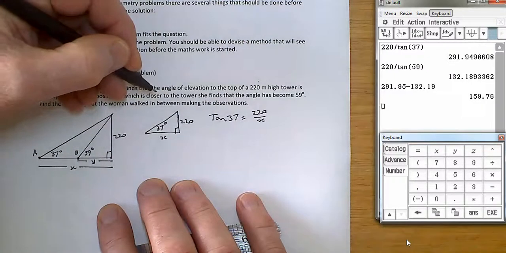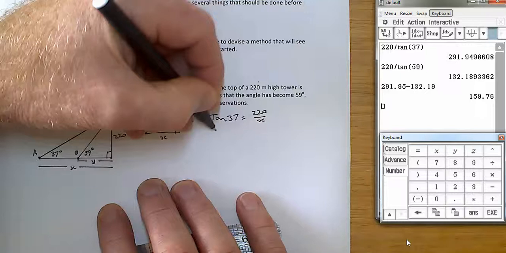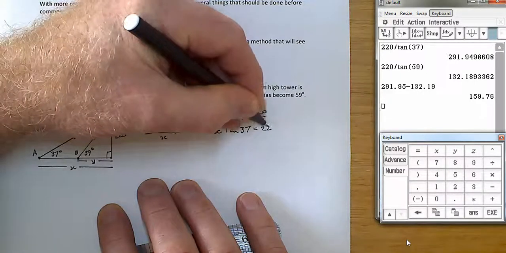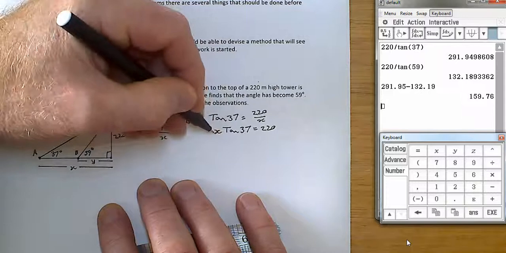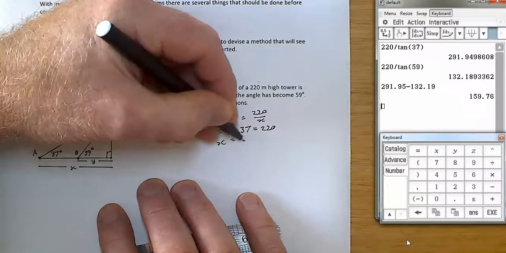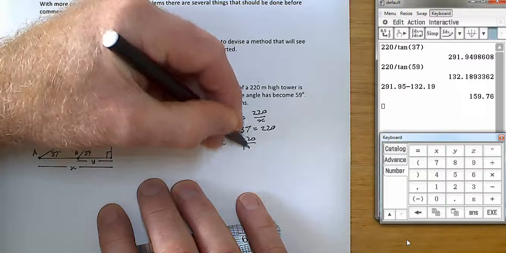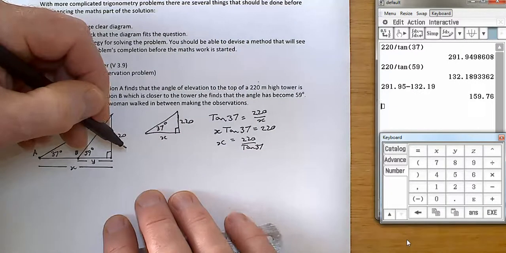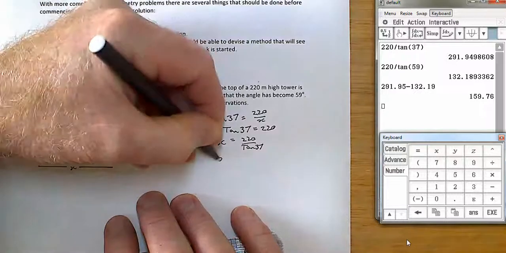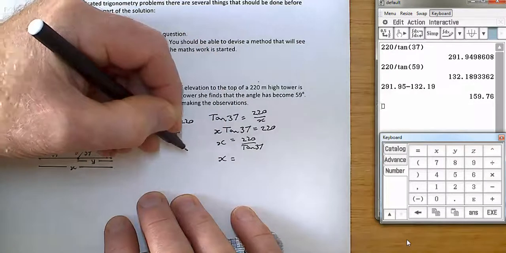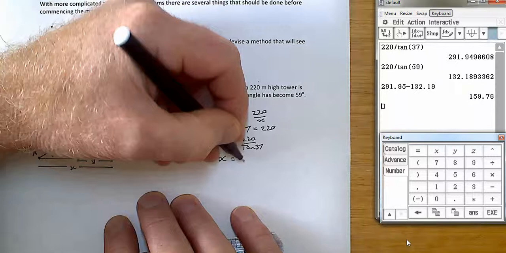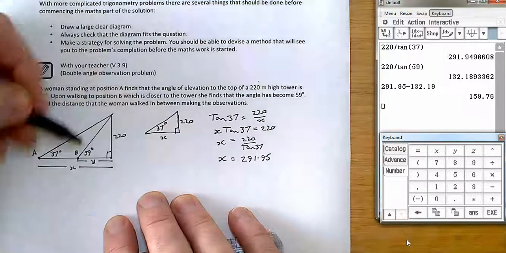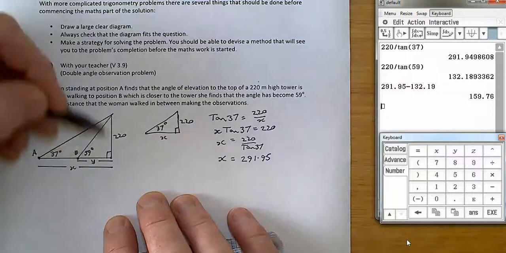Rearrange it to make x the subject. First of all, multiply both sides by x. X times the tan of 37 equals 220. Now divide both sides by the tan of 37. X equals 220 divided by the tan of 37. Now on your calculator, you can see it on the screen because I've done this beforehand. X is equal to 291.95 once it's rounded off.